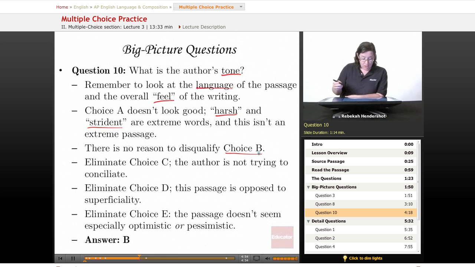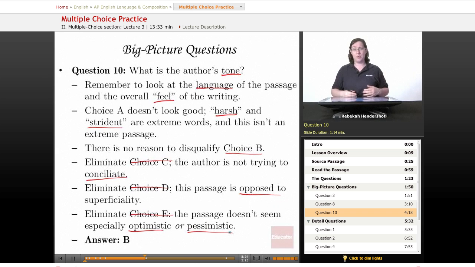Might be. You can eliminate choice C because the author is not trying to conciliate. Now remember, if you studied your vocabulary, conciliate means come to common ground, compromise, make up with somebody. Author's not trying to do that, so conciliatory is not really what you're going for. You can also eliminate choice D. This passage is opposed to superficiality, so the tone is not superficial. You can finally eliminate choice E because the passage doesn't seem especially optimistic or pessimistic, for that matter. So enthusiastic and optimistic doesn't make a whole lot of sense. Process of elimination, your answer is B.